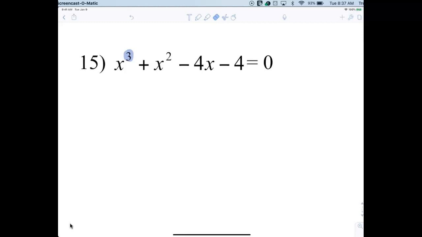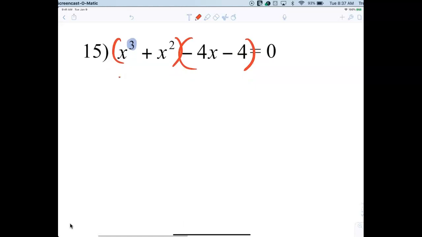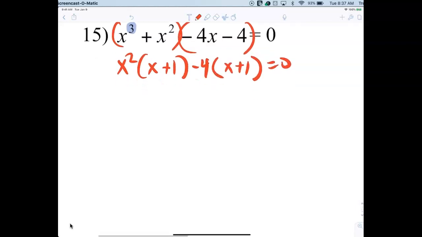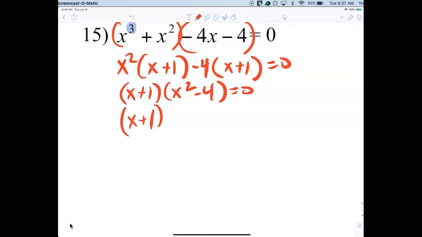So how do I find them? What do we call that? Factoring by grouping. So here we go. What's common? X squared. So x squared, then, and then, beautiful. So now, x plus 1 times x plus 2 times x minus 2. Does everybody agree with that?